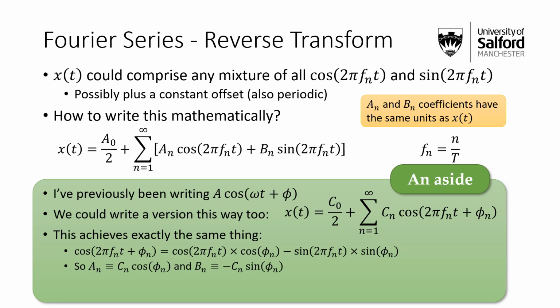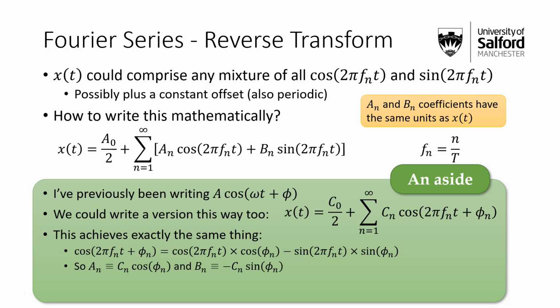So basically we can see that an in the Fourier series, as we've written at the top, is equivalent to cn with cos phi n, and bn is equivalent to minus cn with sine phi n. So they're doing the same thing. In this series at the top, we've got 2 degrees of freedom for each frequency, an and bn.